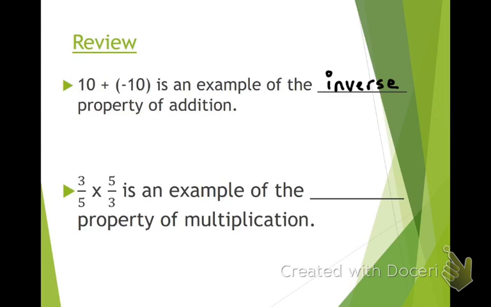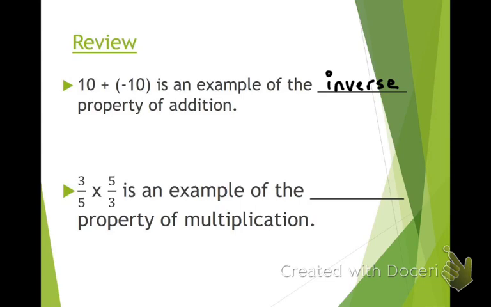3/5 times 5/3 is an example of the blank property of multiplication. What do you guys think? Inverse. Inverse or identity? Does anyone think commutative? Anyone think associative? Okay, so let's look at inverse means opposite and identity means mirror. So remember with mirror, if you multiply anything times the number 1, it's going to equal itself. So let's say 3/5. Does it look right there that I multiplied 3/5 times 1 and got 5/3? Yes or no?